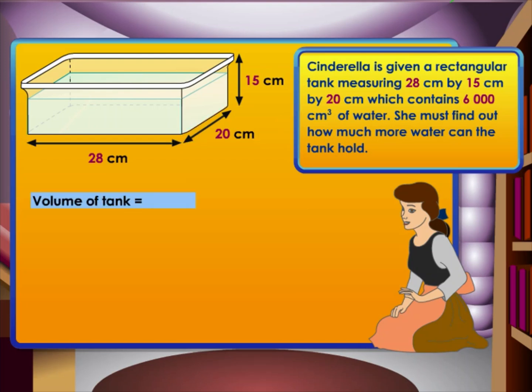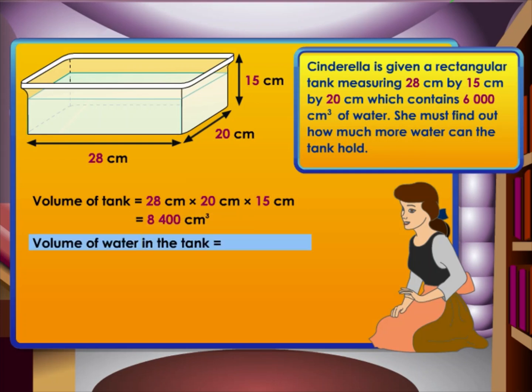What is the volume of the tank? Can you find the answer? Good. The volume of the tank is 8,400 cubic centimeters. What is the volume of the water in the tank? Good. It contains 6,000 cubic centimeters of water. How much more water can the tank hold?